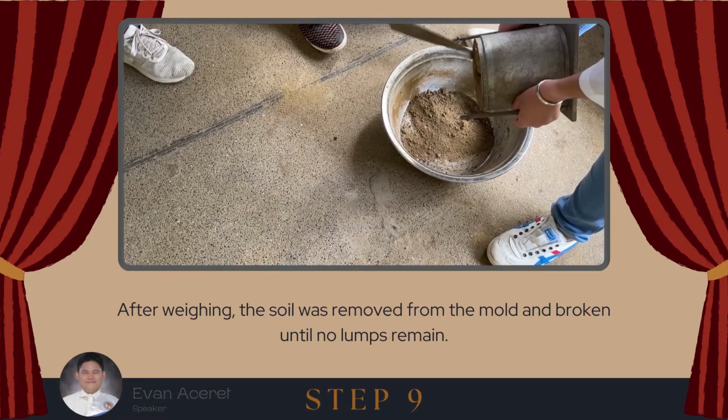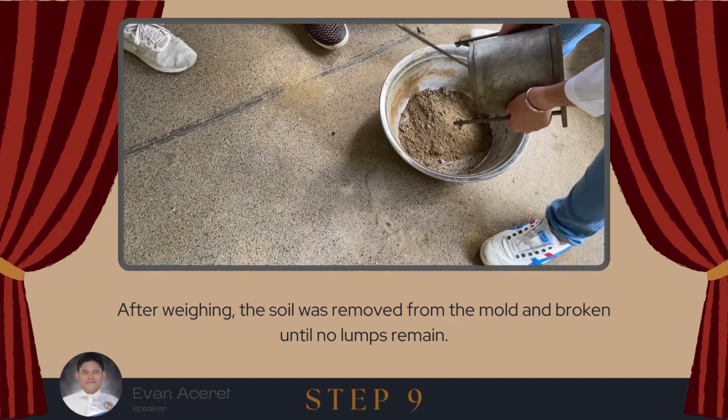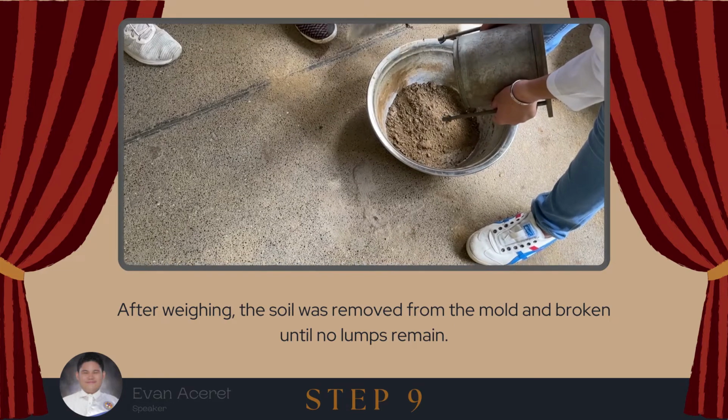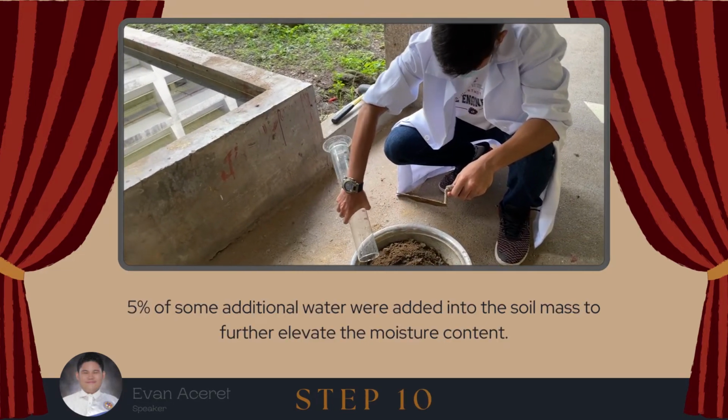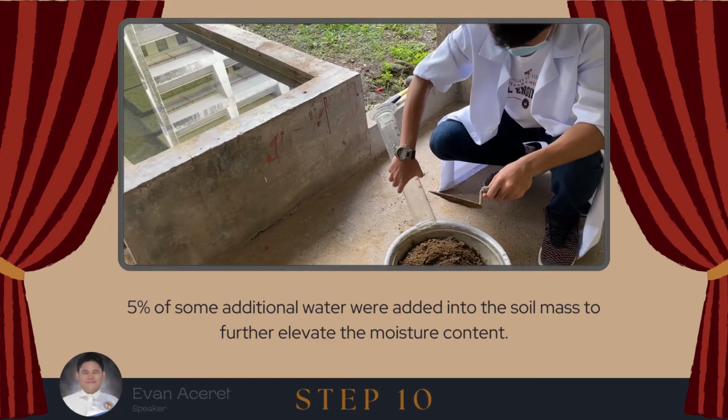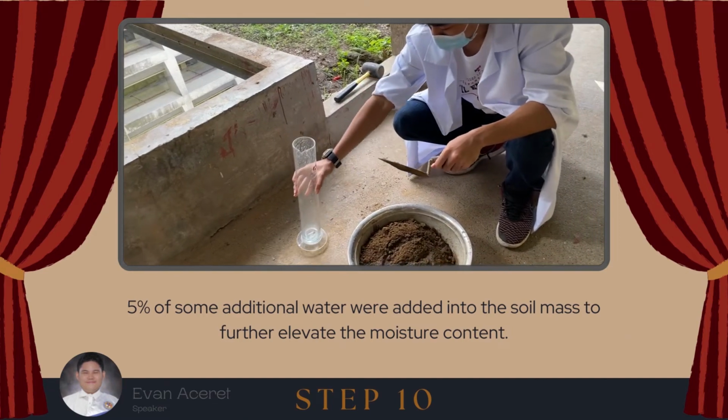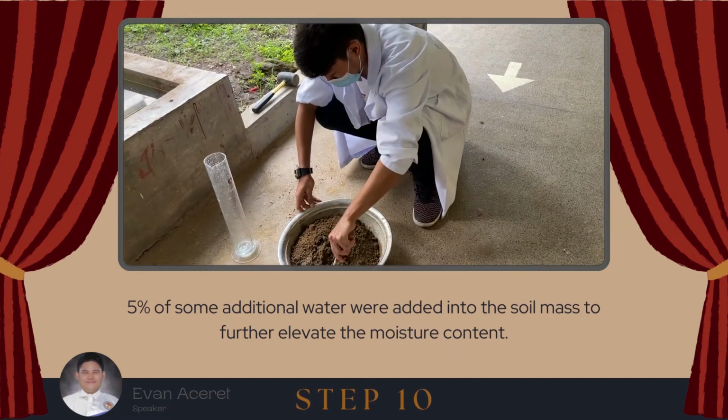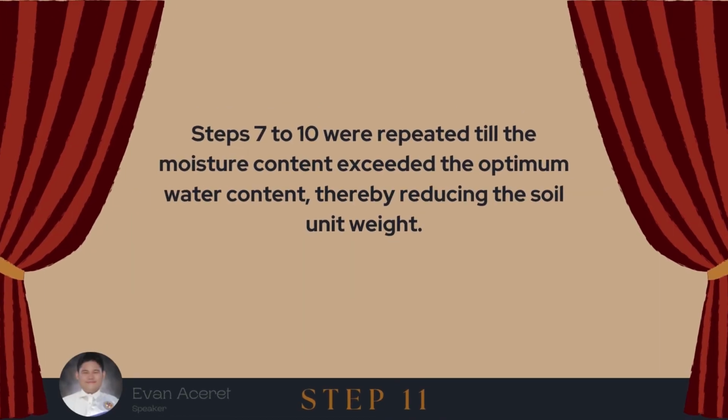After weighing, the soil was removed from the mold and broken up until no lumps remained. 5% additional water was added to the soil mass to further elevate the moisture content. Steps 7 to 10 were repeated till the moisture content exceeded the optimum water content, thereby reducing the soil unit weight.